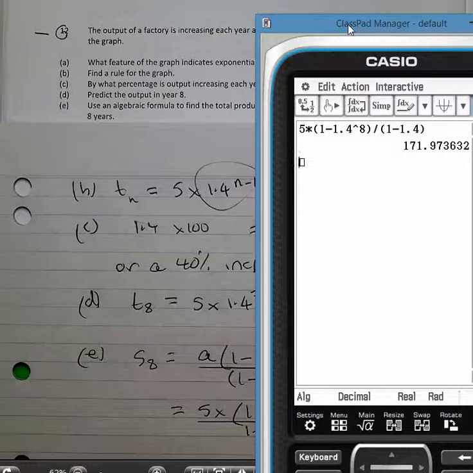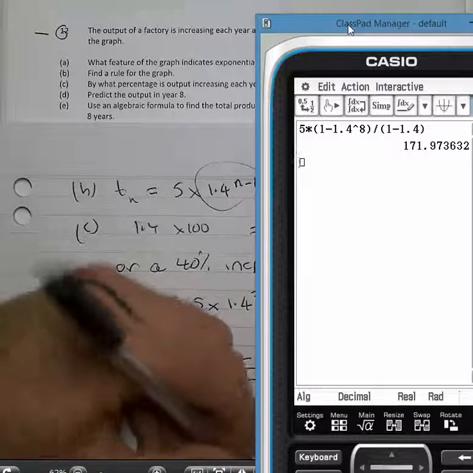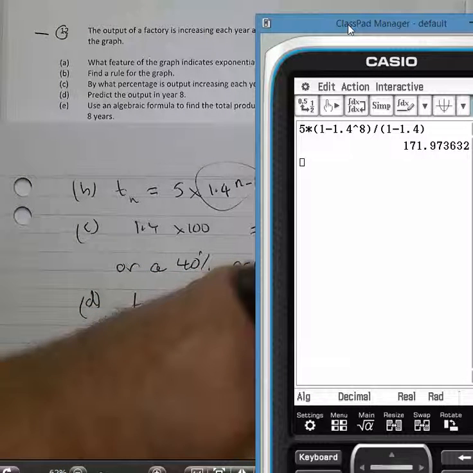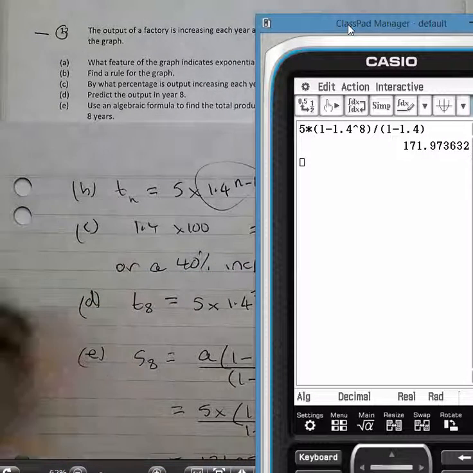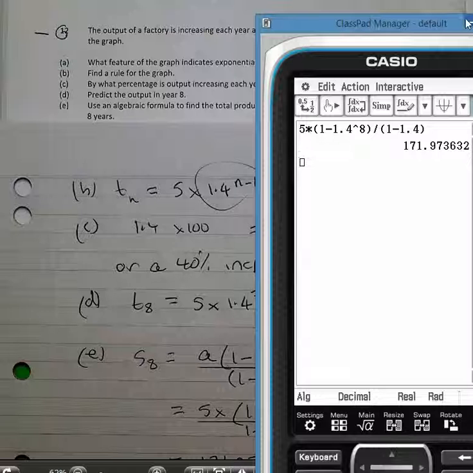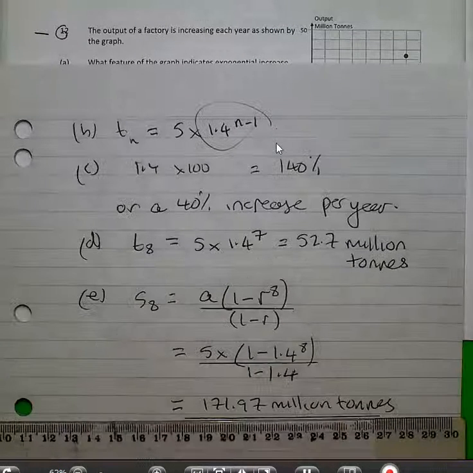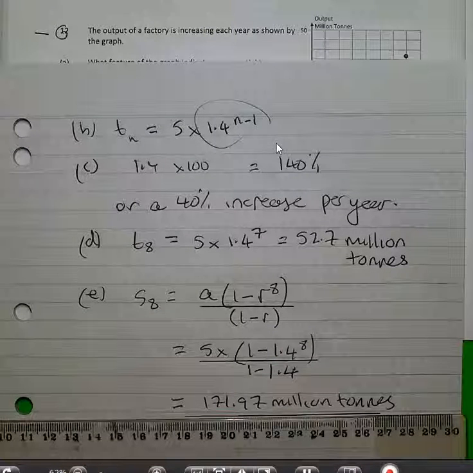You can see that I have 171.97 million tonnes of production over the 8 years. So make sure when you write your answer that you express the answer in terms of the question that you've been given.